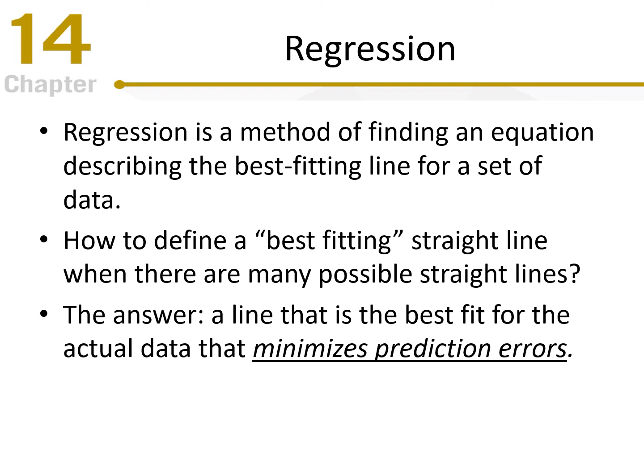The regression that we're doing is an equation describing the best fitting line for a set of data points. This best fitting line minimizes the prediction errors. So the line that we're drawing is the line that minimizes the errors in prediction. The errors in prediction are the distance between each point. It's the vertical distance. The vertical distance between each point and the line. That's a prediction error. So it minimizes the vertical distances between the line and each point.